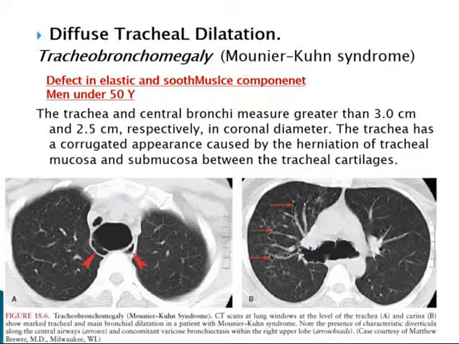The trachea has a corrugated appearance caused by the herniation of the tracheal mucosa and submucosa between the tracheal cartilage, and the appearance is shown in these two pictures.